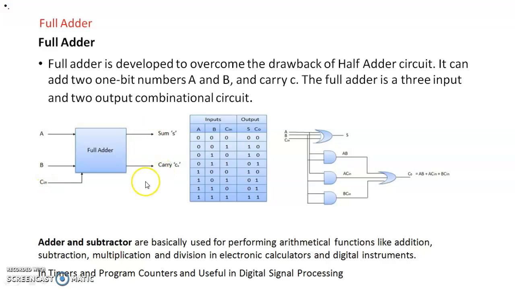So what are the advantages of full adder? It is a combinational circuit. It overcomes the drawback of half adder. So addition of 3-bit numbers is not possible with the help of half adder. So that's why we are using full adder. So full adder is a 3 input and 2 output combinational circuit.